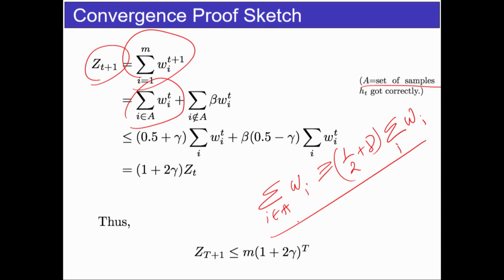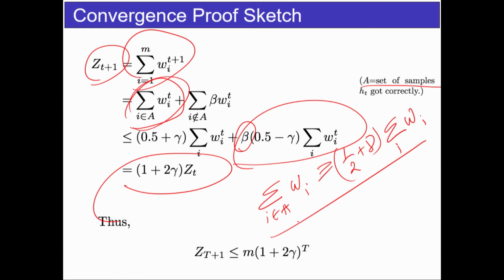So I can use that. This is greater than or equal to 0.5 plus gamma times w_i^T, and this is just 0.5 minus gamma times w_i^T. And here is where your beta of 0.5 plus gamma over 0.5 minus gamma comes into play. Because beta is 0.5 plus gamma over 0.5 minus gamma, the 0.5 minus gamma cancels out, and you can take 0.5 plus gamma outside. And you get 1 plus 2 gamma times Z^T. That means that in every iteration, your Z^(T+1) does not grow by more than a factor of 1 plus 2 gamma. So if at iteration 1 your Z^T was 10.